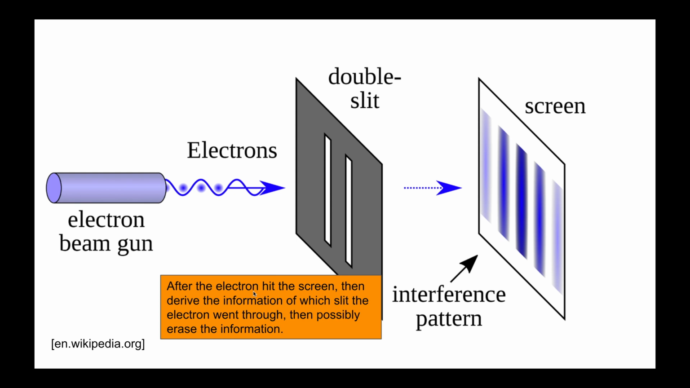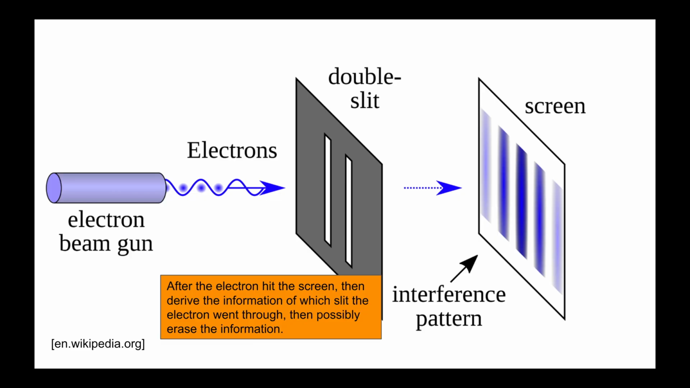So again, there's delayed choice, meaning that after the electron hits the screen, we then make a decision whether to derive the information of which slit the electron went through. But even after that, we may possibly erase the information. If we erase the information, we see the interference pattern. If we don't, we see two bands, which is super weird, right?